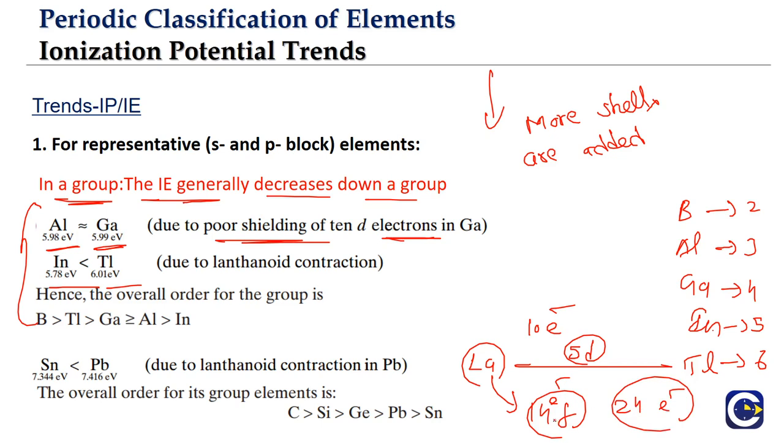And the poor shielding effect of the f orbital electrons is what we will associate with lanthanide contraction, correct? So because of the poor shielding effect of the 14 electrons that have entered into the n-2 level, the outermost electron will experience an even stronger influence of the nucleus. Okay, that is what we'll associate with the lanthanide contraction. Now the lanthanide contraction, we talked about it in the radius discussion. We have talked about what lanthanide contraction is and what the effect of this is.